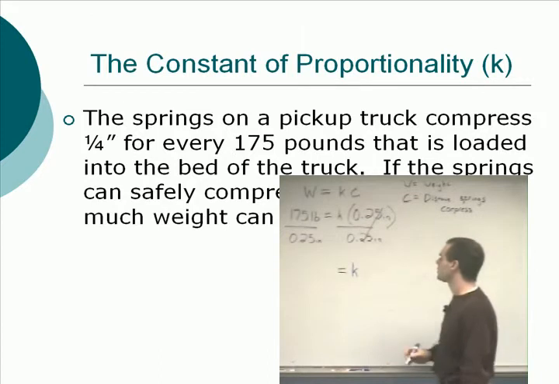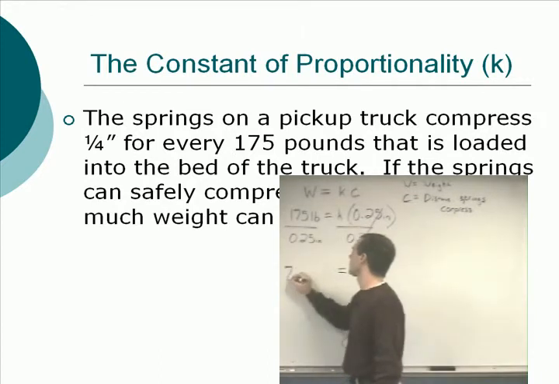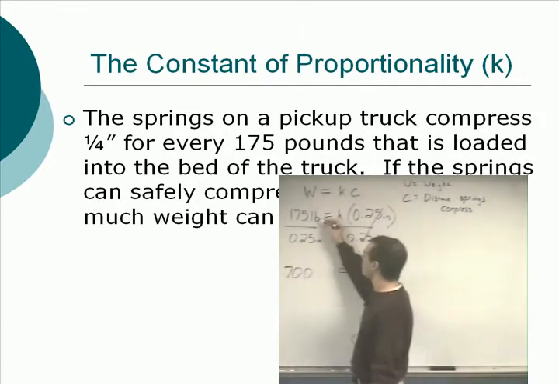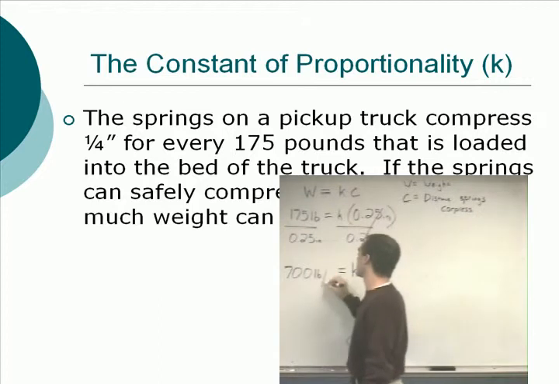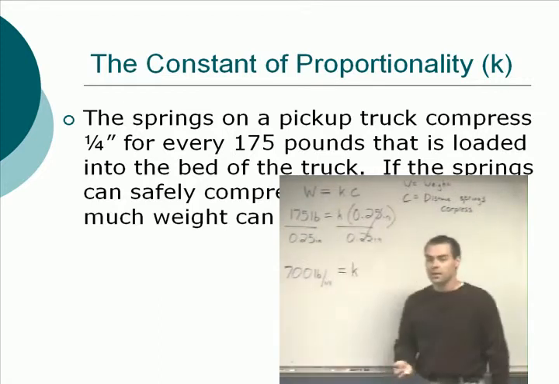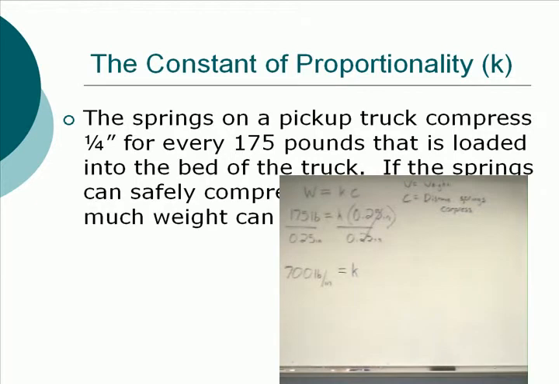175 divided by 0.25 is 700, and your units are pounds per inch. Well, again, K is the rate. It takes 700 pounds to compress these springs 1 inch, or to make that pickup sag 1 inch.